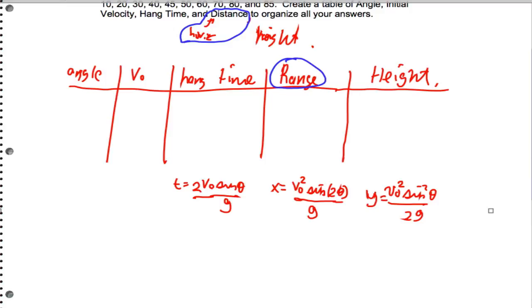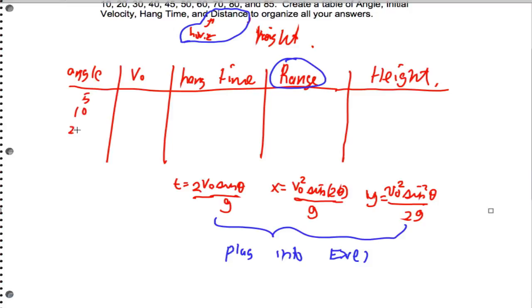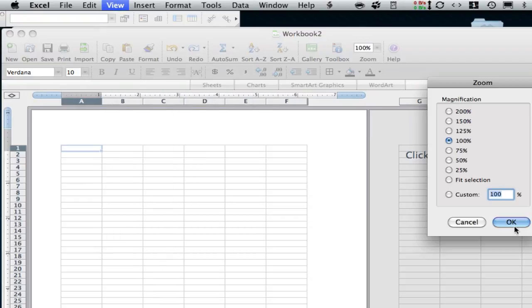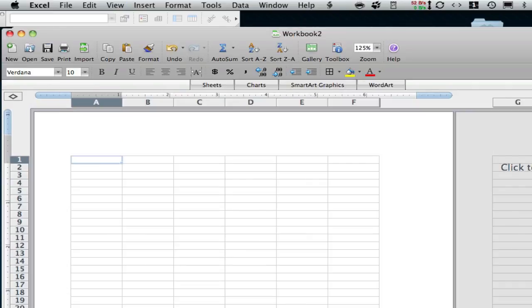So we're going to plug these formulas into Excel. And there's going to be a way for us to generate a table starting from 5, 10, 20, 30, 40, 45, all the way down to 85 degrees. And Excel is going to fill in all these values for us. And that's what we're going to do. So let's get to it. So I've got a spreadsheet here. And you know what? I'm going to zoom in a little bit just so you can see what's going on. Let's zoom in, say, 125% magnification and see what that gives us. So that looks pretty decent.